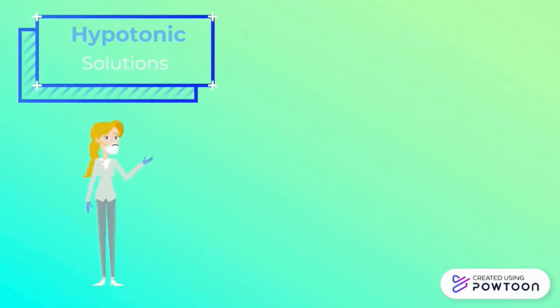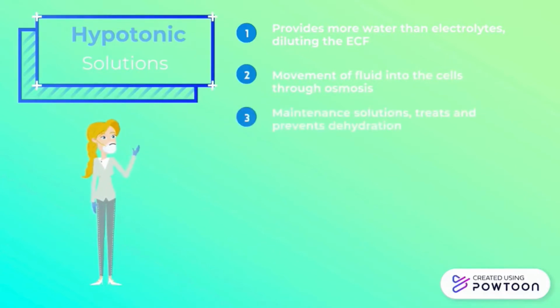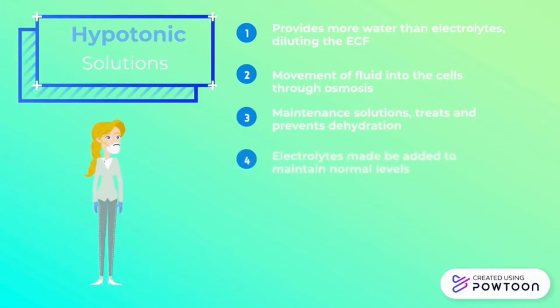Hypotonic solutions contain more water than electrolytes, diluting the extracellular fluid. This produces a movement of water into the cells through osmosis. This solution is most often used for maintenance or to treat and prevent dehydration. However, electrolytes may be added to help maintain normal levels.